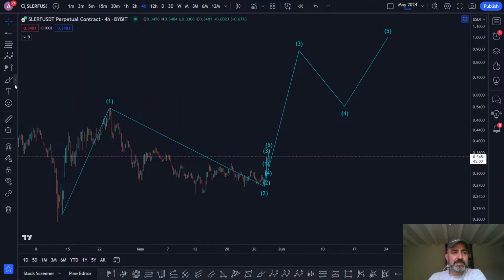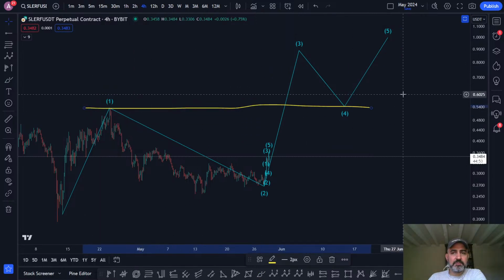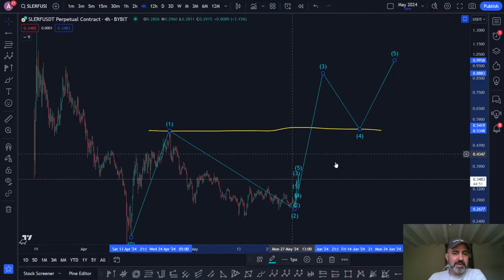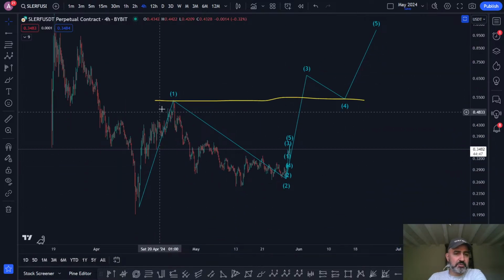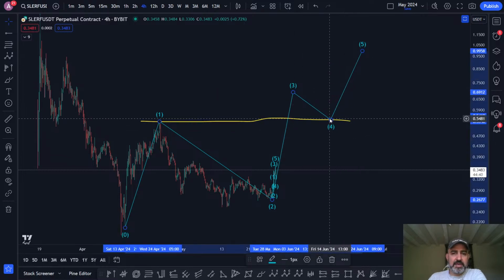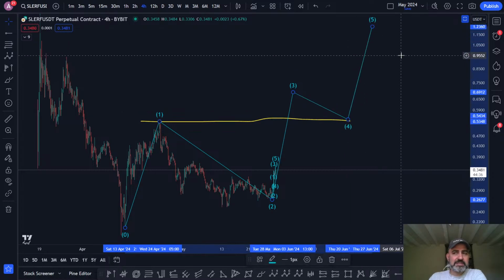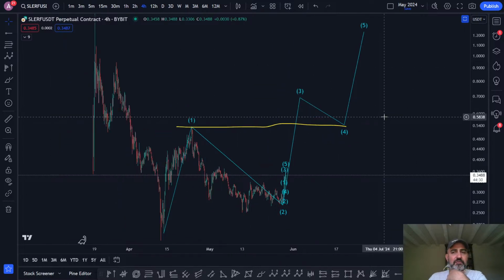The rules that I was talking about yesterday still have to apply. If we do expand up with the 3, the 4 can't come underneath the 1, if that's the 1. And then the 3 can't be the shortest. So as long as the 3 isn't shorter than the 1, then you could have a big 5. If it is shorter than the 1, and the 4 corrects, then your 5 is restricted by how big it can be because of the length of the 3. And that could be your 5 waves.